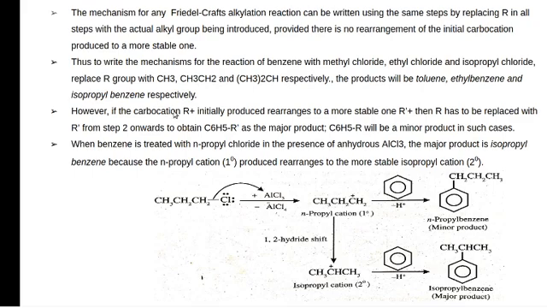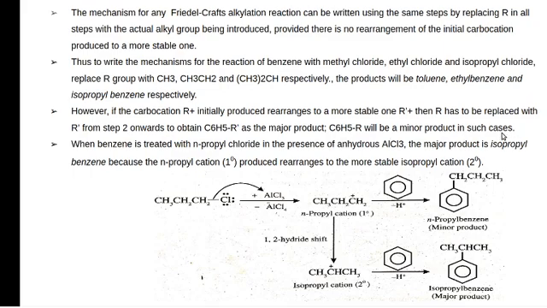However, if the carbocation R plus initially produced rearranges to a more stable one, R dash plus, then R has to be replaced with the R dash from step 2 onwards to obtain C6H5R dash as the major product. Then C6H5R will be a minor product in such cases.